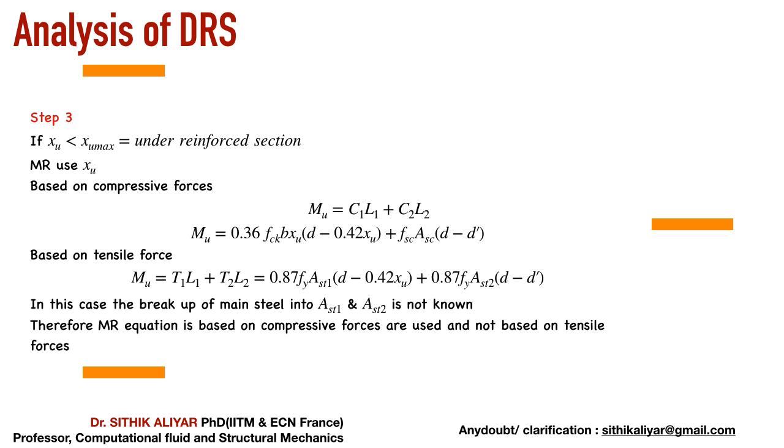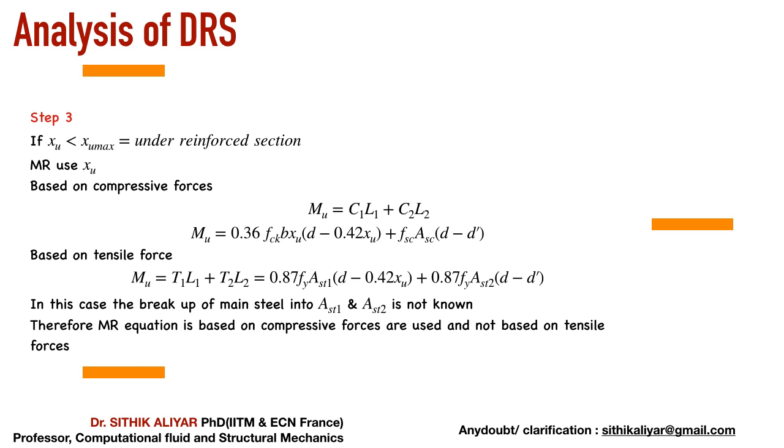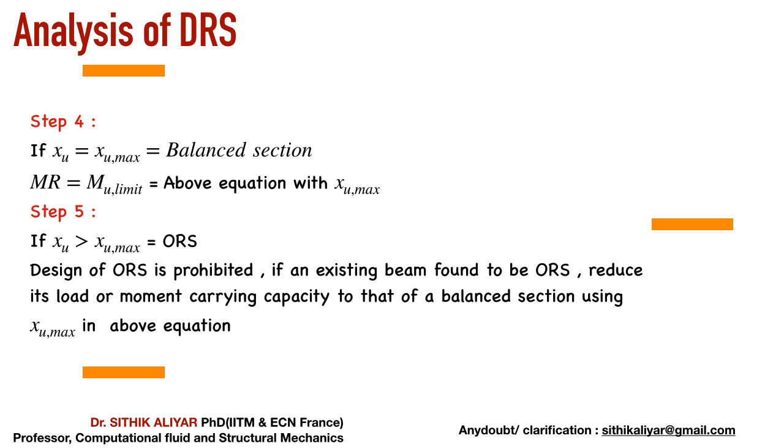It is very simple. You pause it, any doubt you can ask me. Everything is clearly explained here. So now suppose xu is equal to xu max or xu is greater than xu max, you know balanced section or over reinforced section, use the same formulas based on compression and tensile force, but instead of xu use xu max, that's it. Instead of xu use xu max to determine if it is a balanced or under or over reinforced section. Okay, clear? It's very simple.